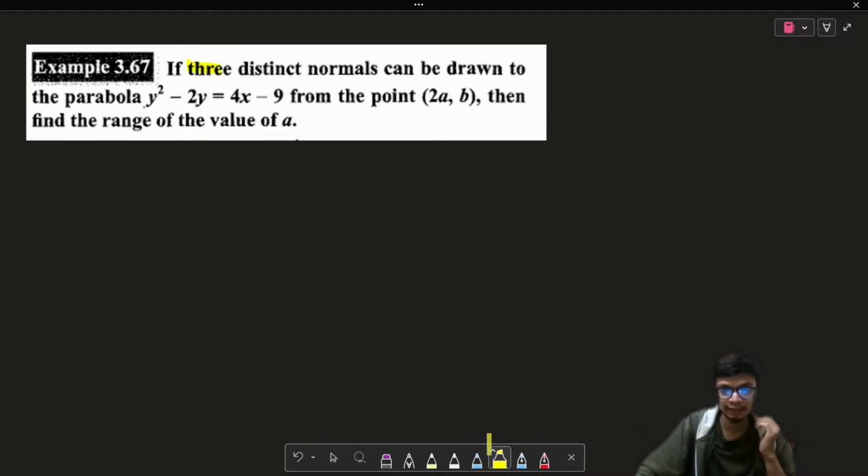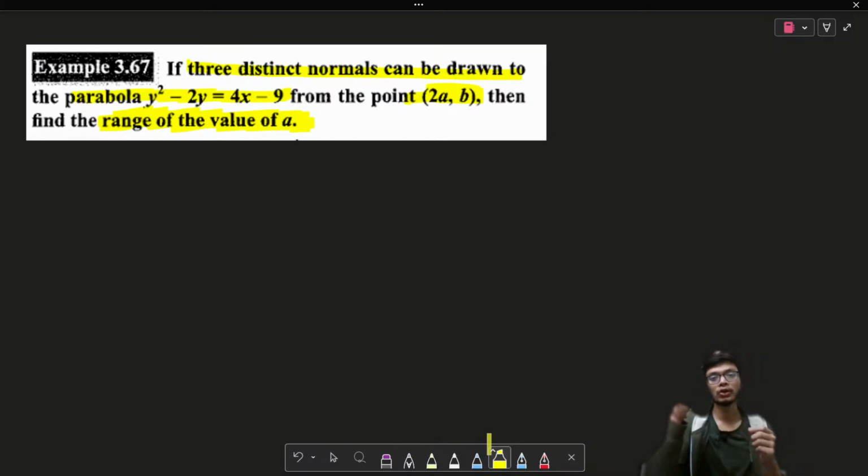It is said that if three distinct normals can be drawn to a given parabola from the point (2a, b), then find the range of values of a. To find that particular range of a for which three distinct normals can be drawn, this is a question of theory of equations more than a question of normals.